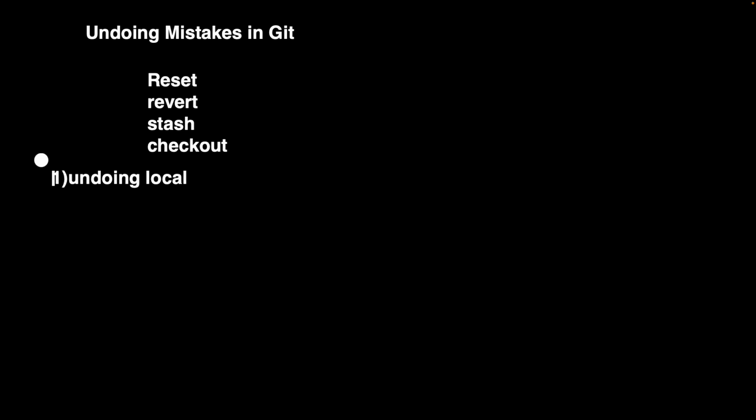Everyone, in this lab we will learn how to undo mistakes in Git using Git's powerful commands like reset, revert, stash and checkout. Let's begin with the first scenario, undoing local changes. We can undo local changes using git checkout. Let's see this.